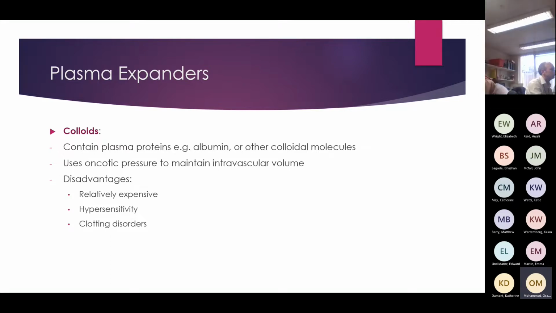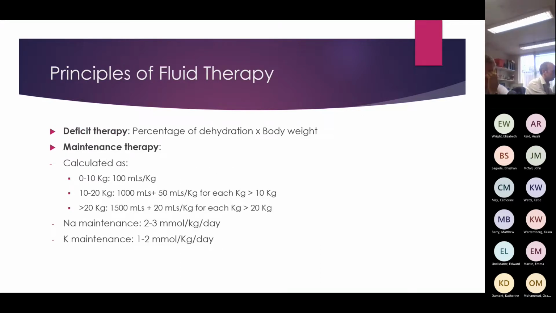Next we are going to talk about the main principles of fluid therapy, and we have two main principles. First is the deficit therapy, and the second is the maintenance therapy. The deficit therapy is largely the amount of fluid that is needed to correct the acute loss of body fluids, and this is calculated through the equation percentage of dehydration times the body weight. Obviously, the percentage of dehydration will be discussed later.